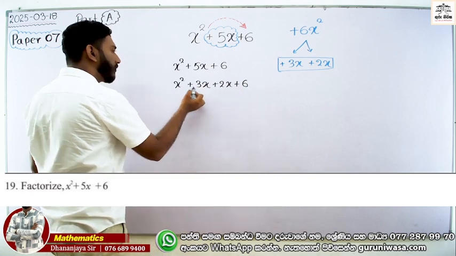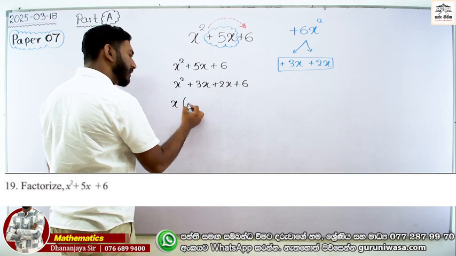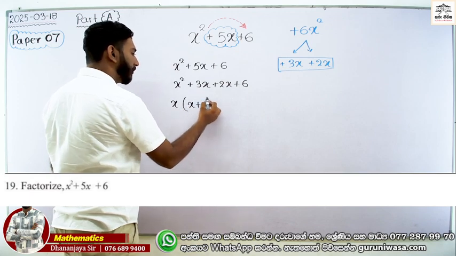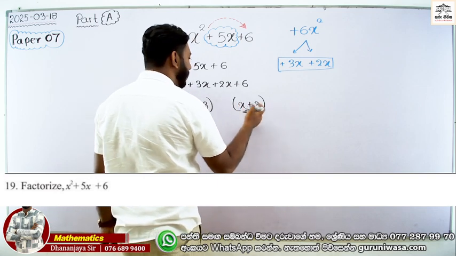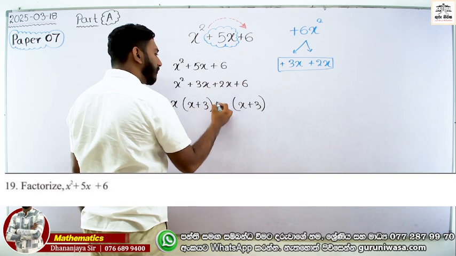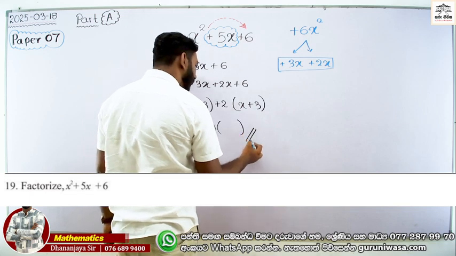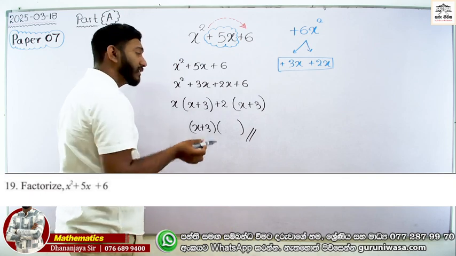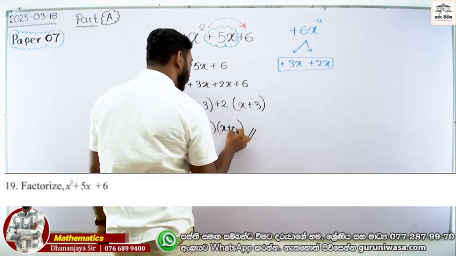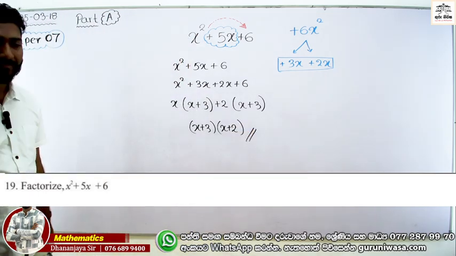Now we have four terms. The common factor of the first two terms is x. Now inside the bracket it becomes x plus 3. Now you can repeat the same bracket here. x plus 3. x is there. The missing part is plus 2. Now you know there are two factors. The first one is the terms inside the brackets, and the second is the terms outside the brackets, x plus 3 and x plus 2. Easy, right?